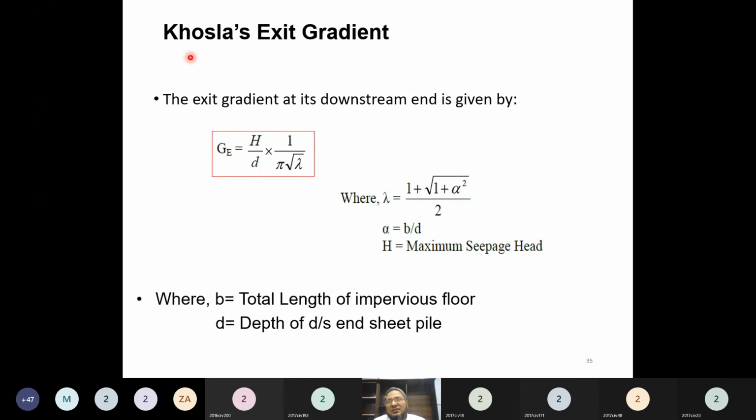Now, what is the solution given for undermining or piping by Khosla? Khosla says compute the exit gradient at the downstream end. The exit gradient at the downstream end is h over d into 1 over pi under root of lambda, where lambda is a function of alpha and alpha is b over d, where d is the depth of the downstream sheet pile and b is the total length of the impervious floor or concrete floor. Okay, so what is h? Maximum seepage head. So from here the exit gradient can be found by Khosla.